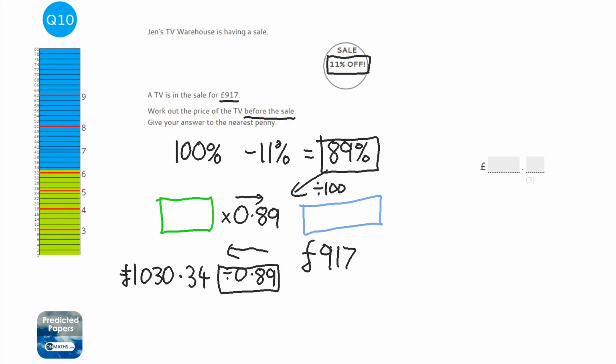So I've rounded that to nearest penny because the next one along, it's 337, so the 7 pushes that 3 up to a 4. And so that's going to be 1030 pounds 34. Let's see if that makes sense. Well, it kind of makes sense that it's gone down a little bit to £917. We'd expect the price before the sale to be higher than the price on the sale. Something you can do to check that it works is you can then times the answer by 0.89, and there we go, we get 917, so it completely makes sense.